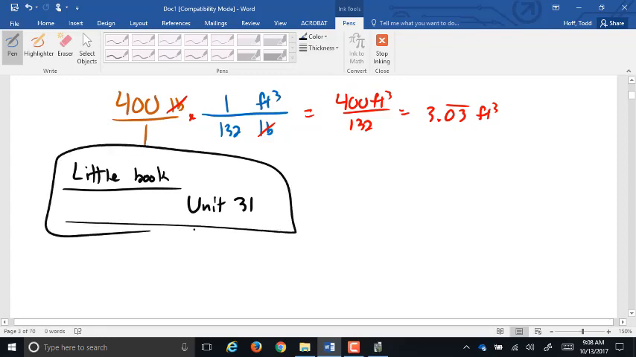Right? Oh, sure. In your little book, it's going to be Unit 31. I'm going to have you work on that for today.